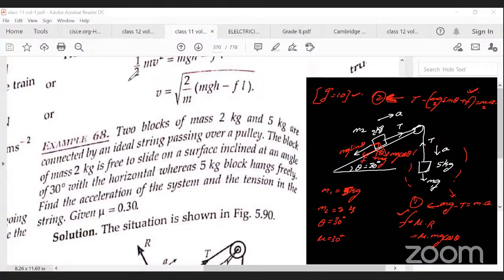Sir, acceleration I'm getting as 6.44 meter per second square. No, 4.87. 4.87.